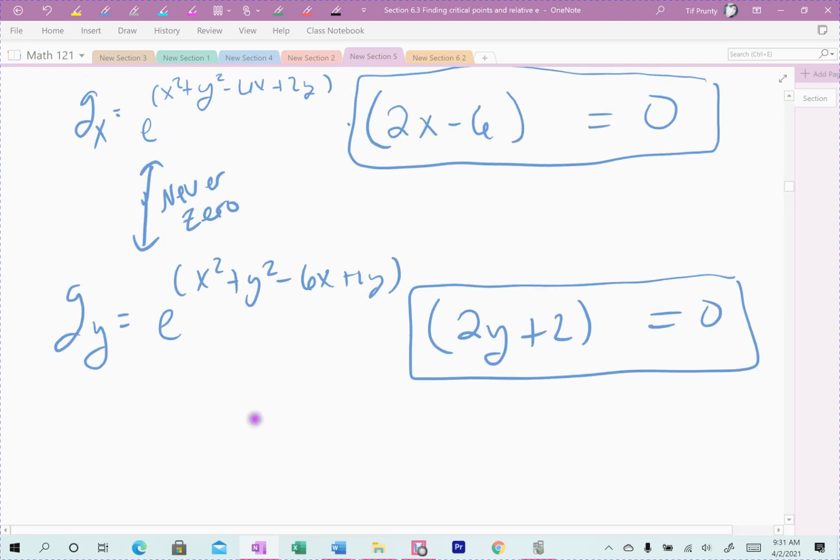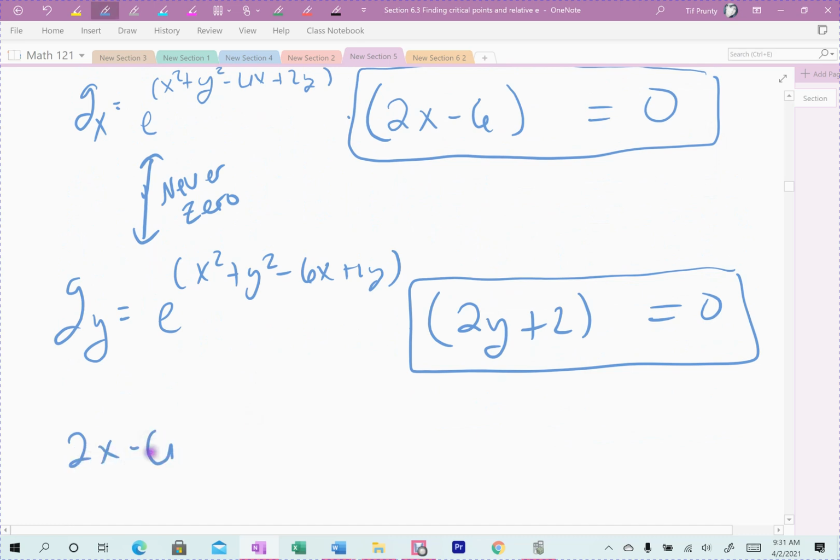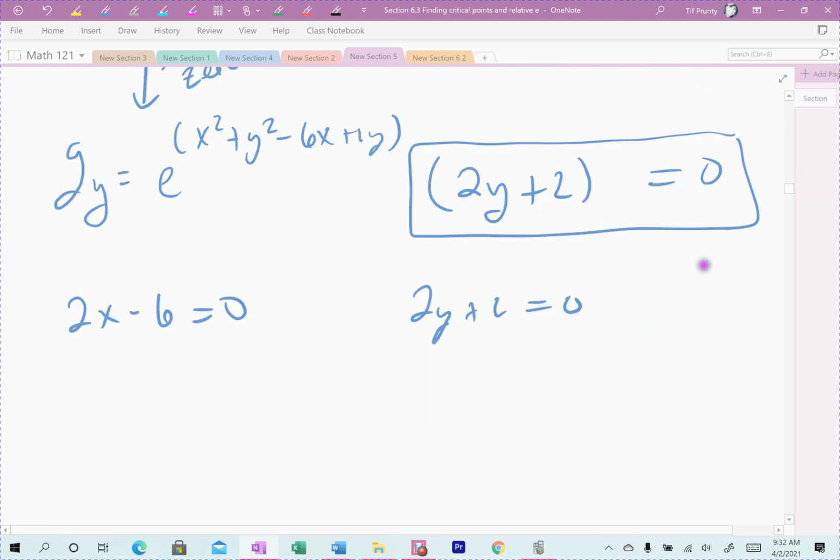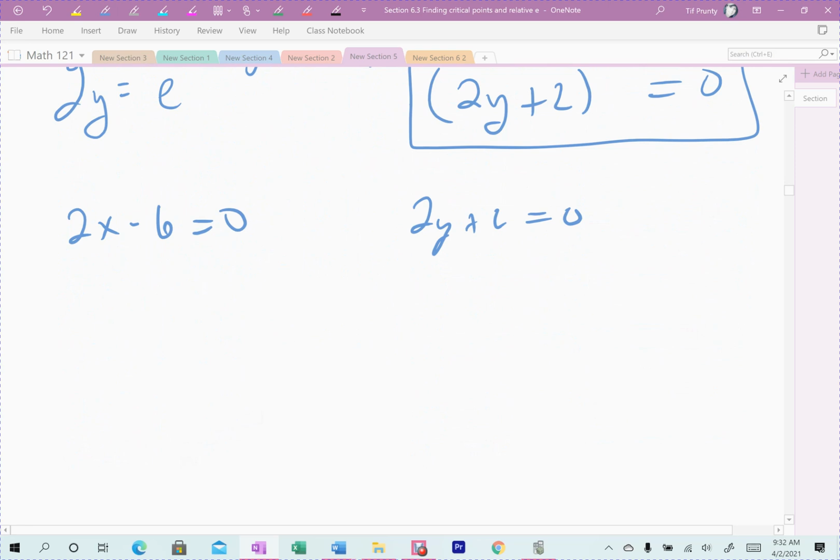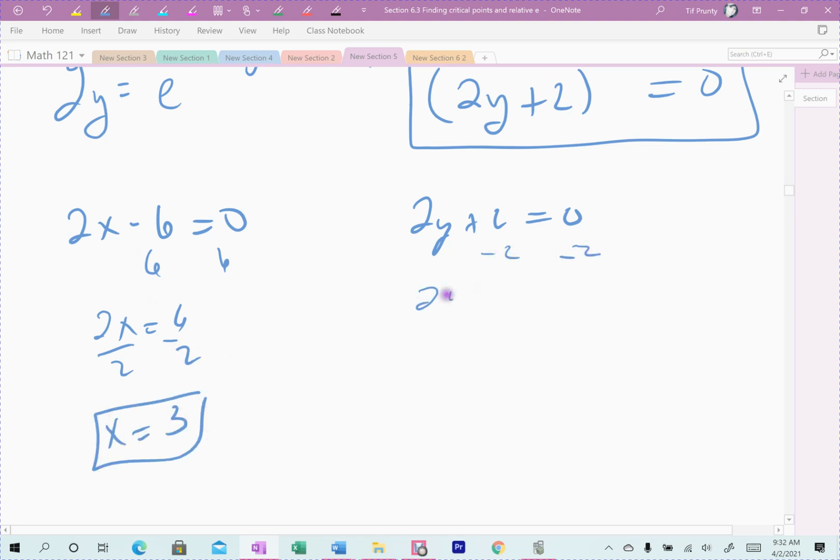And so as it turns out, it's actually the first case, right? I can solve 2x minus 6 equals 0, which is going to give me just an x value. And the 2y plus 2 is going to give me just the y value. So this is, again, that case where I just solve one equation for x and one equation for y. There's no substitution. I don't have to use a matrix. It's just solve the first equation for x, and so I get x equals 3, and solve the second equation for y, and so I get y equals negative 1.